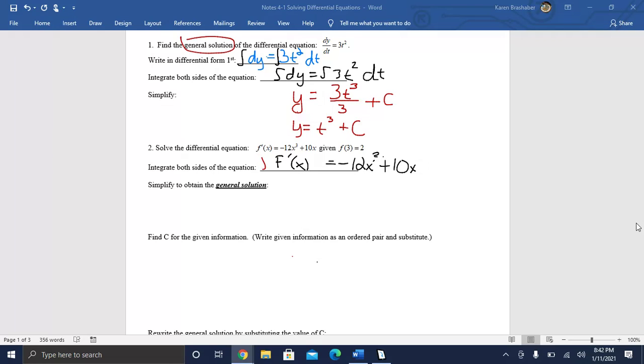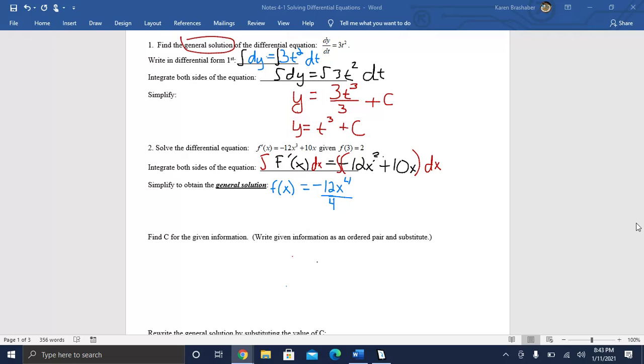Now, when you integrate and you have f prime of x, then you need to put a dx with that. And then when we integrate the other side, again, you need a dx with that. And so the antiderivative of f prime of x is the original function, f of x equals, and then we'll do our power rule. So that would be negative 12x, now it's 3 plus 1, so 4 is your exponent, and we're dividing by 4.